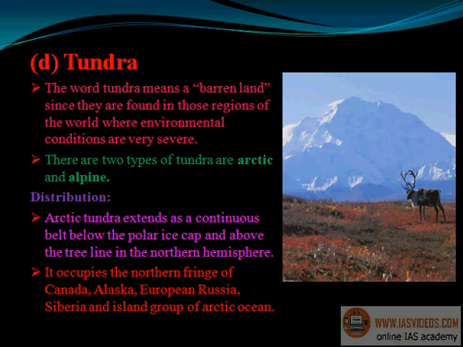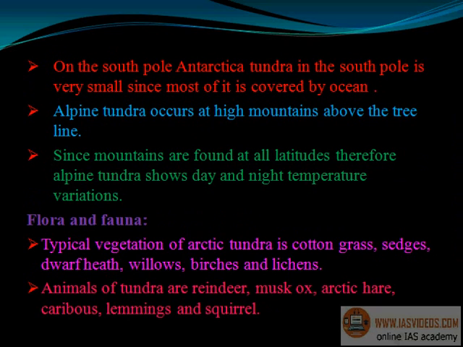Antarctic tundra in the South Pole is very small since most of it is covered by ocean. Alpine tundra occurs at high mountains above the tree line. Since mountains are found at all latitudes, therefore alpine tundra shows day and night temperature variations. Flora and fauna. Typical vegetation of Arctic tundra is cotton grass, sedges, dwarf heath, willows, birches and lichens. Animals of tundra are reindeer, muskox, Arctic hare, caribous, lemmings and squirrel.